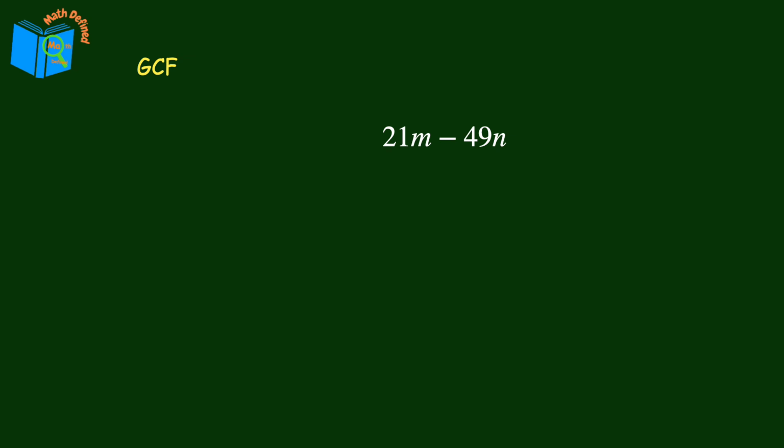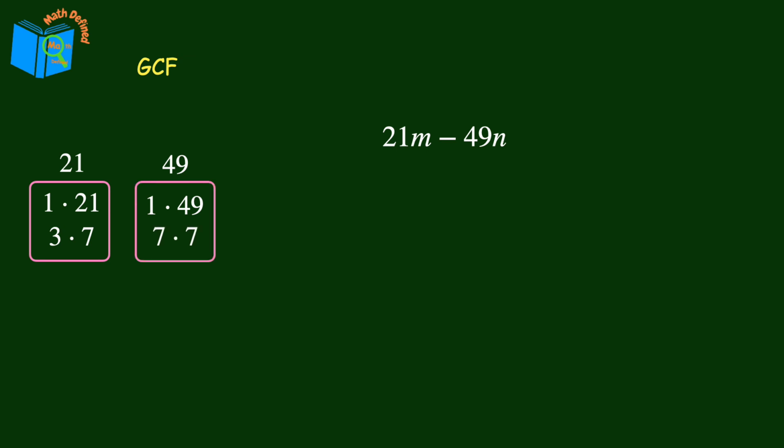We'll begin by finding all the factors for the coefficient 21. We know 1 times 21 is 21, and 3 times 7 is 21. We'll do the same for the coefficient 49. 1 times 49 is 49, and 7 times 7 is 49. Now we need to look for the greatest common shared factor between them, and we see that it is 7.